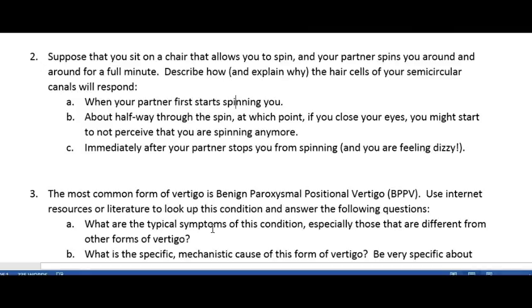Okay. So number 2. Suppose that you sit in your chair. We often do something like this in anatomy and physiology, which is kind of fun. It says describe what happens in your semicircular canals when you're looking at the hair cells. So really, we're looking at the cupola. Is it being bent or not? What should happen when your partner first starts spinning you? When you're about halfway through, you close your eyes. You might not perceive you're spinning anymore. Why would that be? And then C is after you stop yourself.